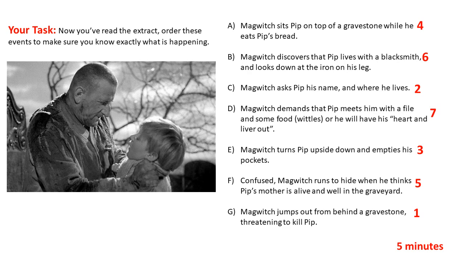Confused, Magwitch runs to hide when he thinks Pip's mother is alive and well in the graveyard. Magwitch discovers that Pip lives with a blacksmith and looks down at the iron on his leg. Magwitch demands that Pip meets him with a file and some food, victuals, or he will have his heart and liver out. Make sure you've got them copied down in the correct order.